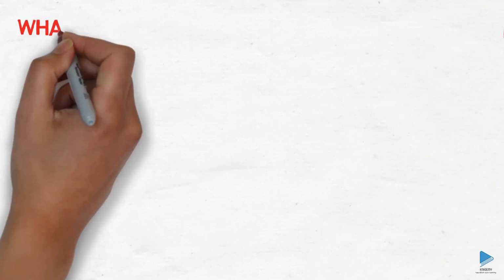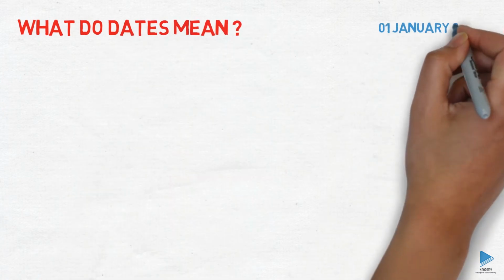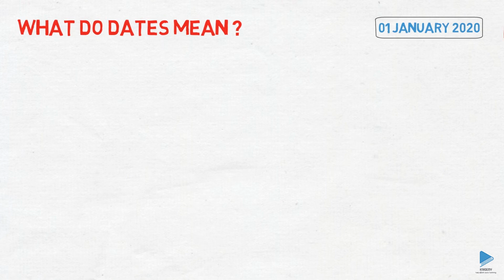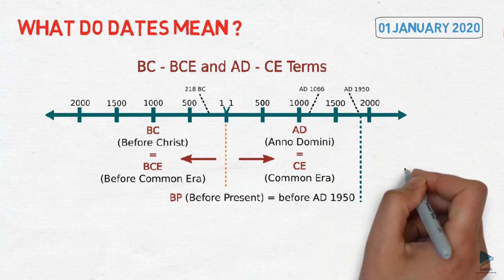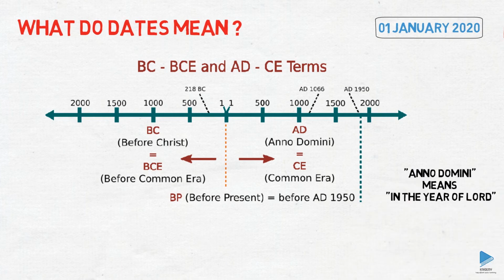We usually mention date as day, month and year. For example, 1st January 2020. These years are counted from the date generally assigned to the birth of Jesus Christ. All dates before the birth of Christ are counted backwards and usually have the letters BC added on. BC stands for before Christ. We sometimes find AD before dates. AD stands for Anno Domini, which means in the year of the Lord, that is Christ.